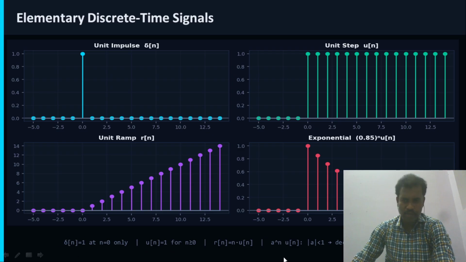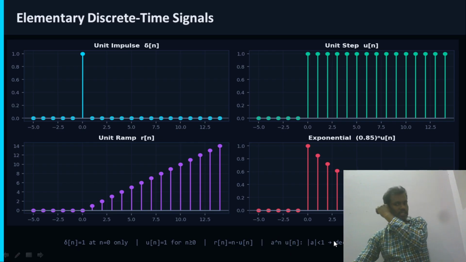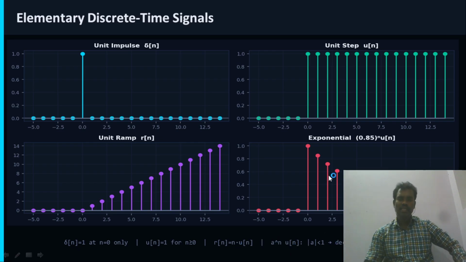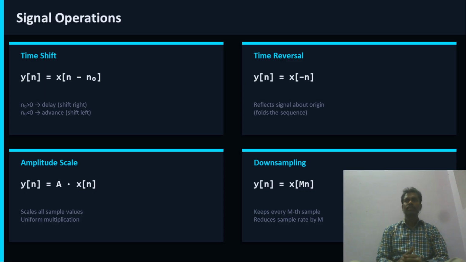So this is a summary of all these signals. Delta of n, the unit impulse, is equal to 1 at n is equal to 0 only. But u of n, the unit step, is equal to 1 for n greater than or equal to 0. R of n is equal to n into u of n. Okay? So u of n is 1 when it follows the n value. A power n into u of n is an exponentially decreasing or increasing signal. So these are all some basic signals.